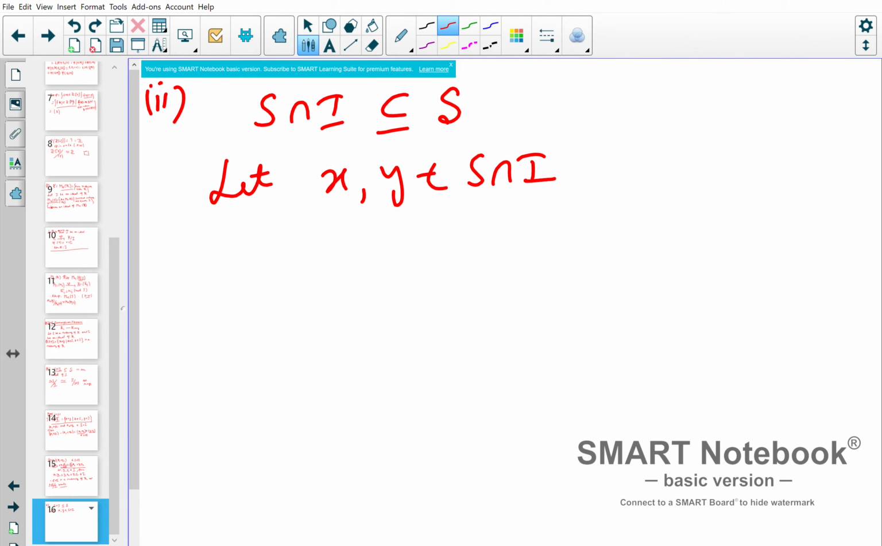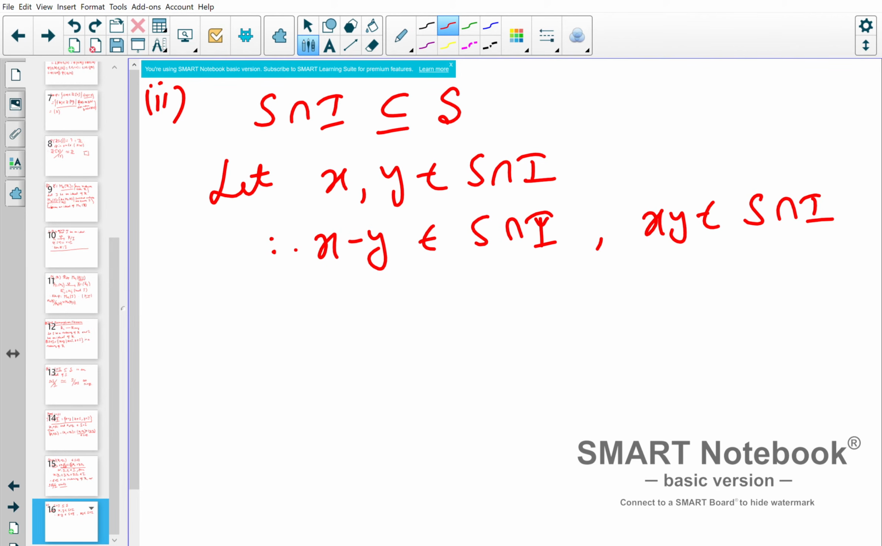So what does that mean? Both x, y belong to S, and x, y belong to I, right? So this implies x minus y is also an element of S intersection I, right? And xy is also an element of S intersection I. So this is obvious, right? Now we need to check that if we take an element from the intersection with I and something from outside that, then it will be absorbed, right? So let small s belong to capital S and small x be an element of S intersection I.